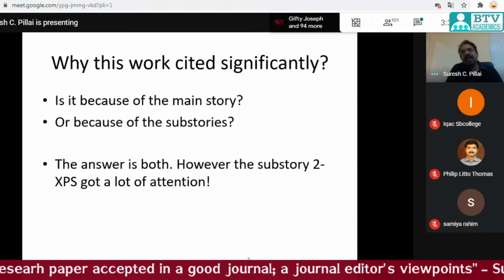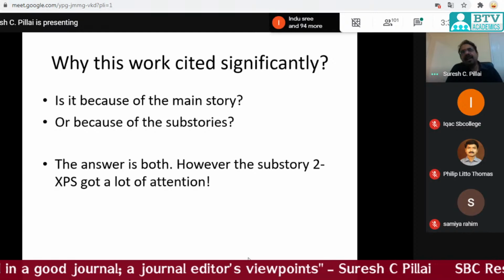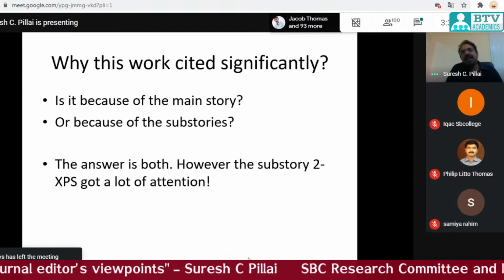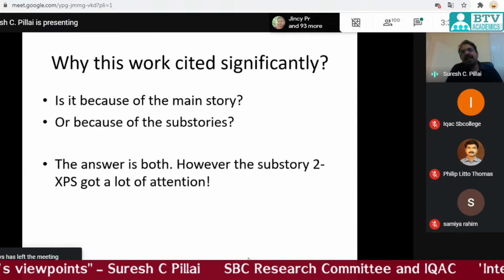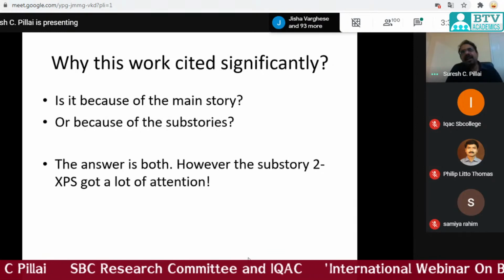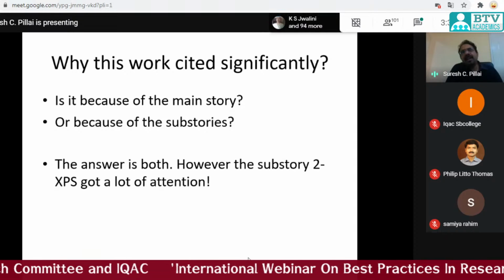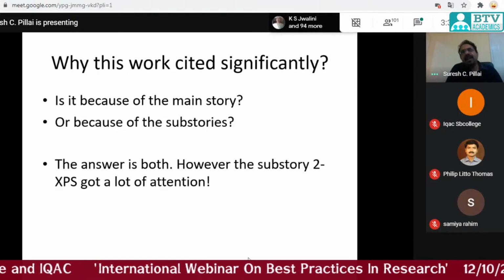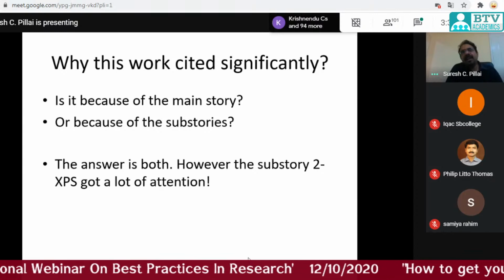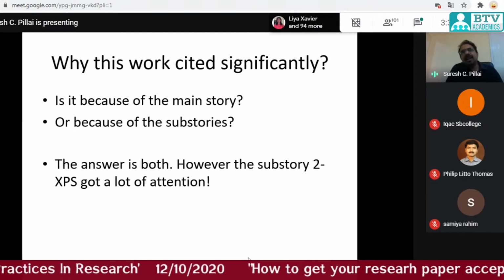And I mentioned that this work was cited significantly. Is it because of the main story or is it because of the sub-stories? So I did some analysis. I looked into the citations and I found that the answer is both. However, a significant number of people cited this work because of sub-story 2, where XPS, X-ray photoelectron spectroscopy, was described, because that was one of the first studies detailing the XPS. And that is why it got a lot of attention.